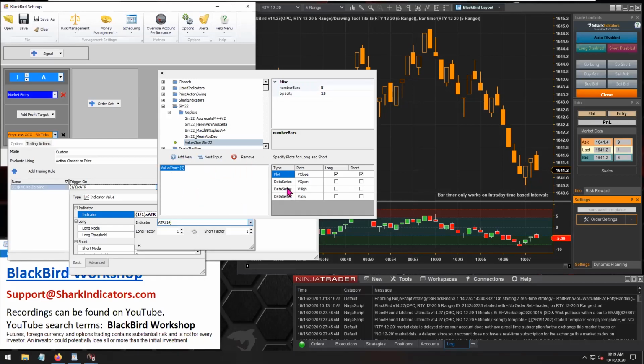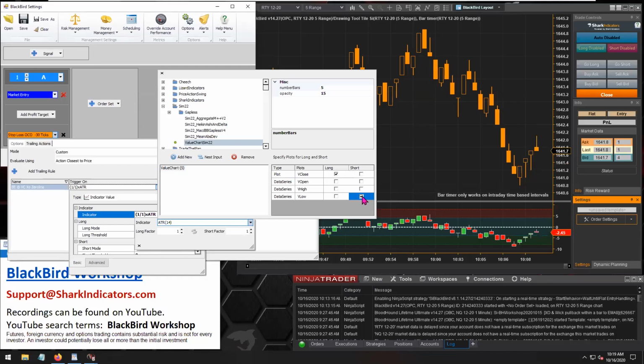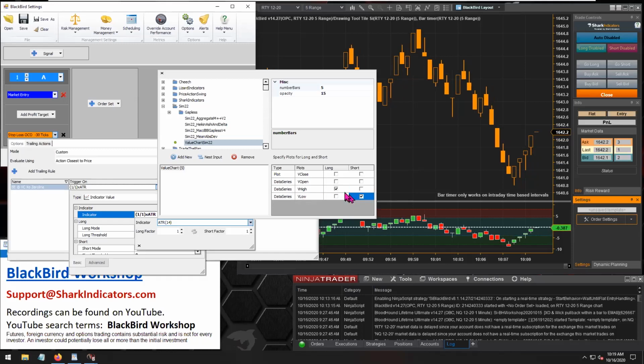Yeah, well, we'll see what happens here. Okay, so on a short trade, we're going to monitor the low price. If it's a long trade, then it would be the opposite side of the bar, so that would be the high value of the bar. Yeah, these aren't price bars. These are indicator values. So the low value versus the high value.